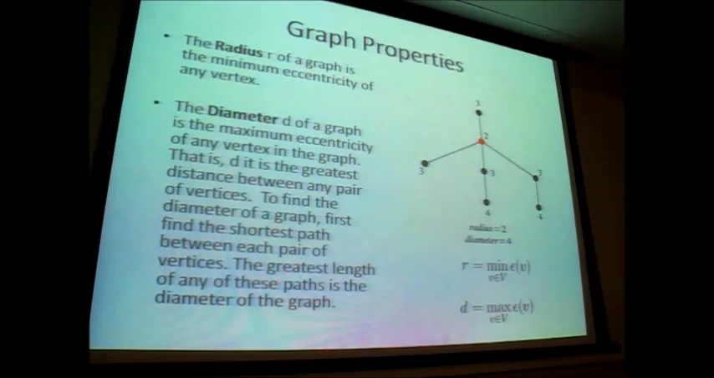Conversely, the diameter is the maximum eccentricity of any vertex. So your maximum eccentricity is 4, so the diameter of your graph is 4. And here's some mathematical notation describing those concepts.